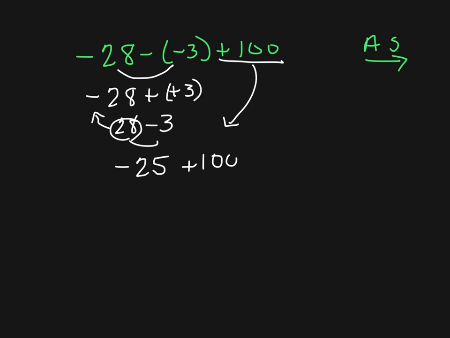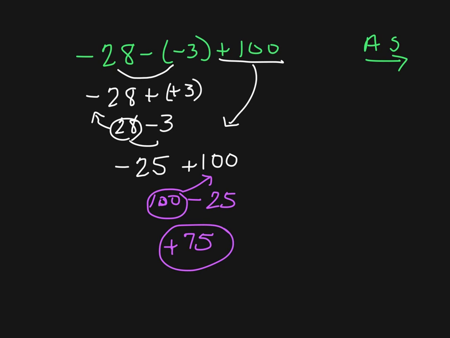So now I'm adding negative 25 plus 100. Again, those signs are different, so I need to find the difference of their absolute values. Let me just flip-flop this around here. So I've got 100 minus 25, because those are the two absolute values. 100 minus 25 is 75. I take the sign of the larger absolute value, and that is positive. So the final answer is positive 75.